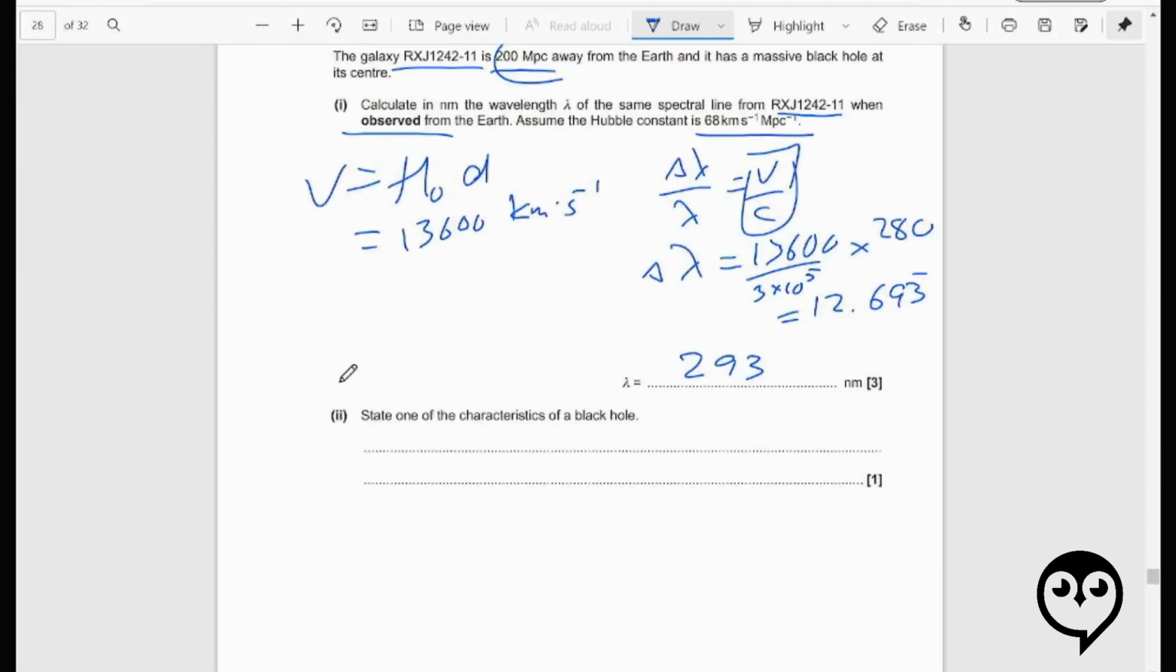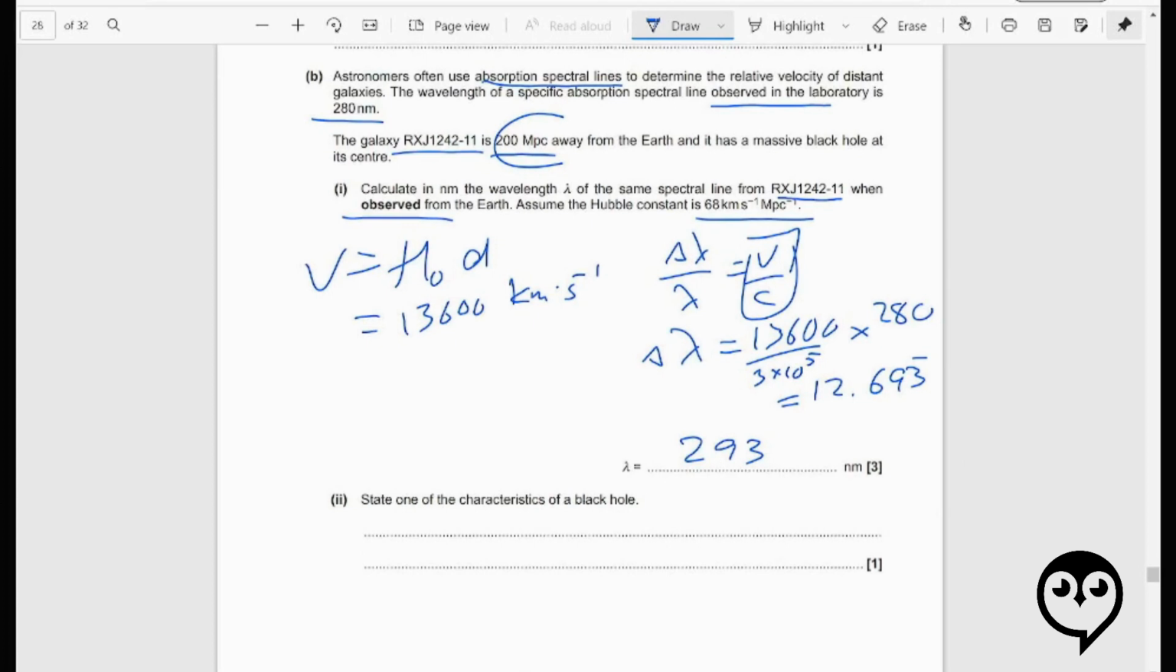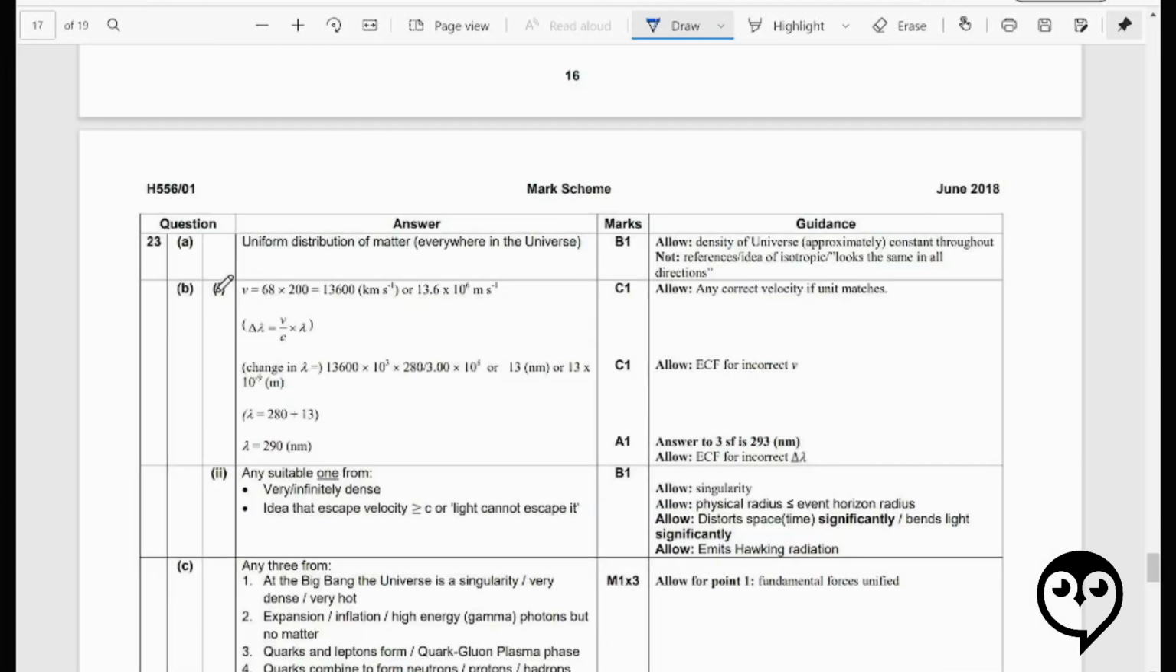State one of the characteristics of a black hole. It's extremely dense. It's a singularity. It's got all of its mass at one single point. Its gravitational pull, it's so dense that even light can't escape it. I think some black holes emit radiation because of the way some particles are kind of squished going in or something like that. I'm not sure. Let's see what they say.